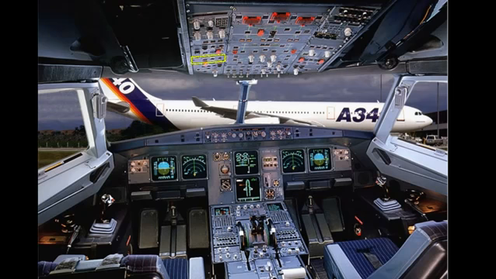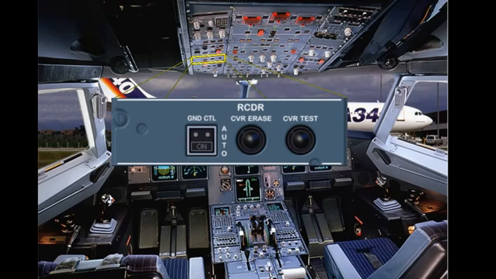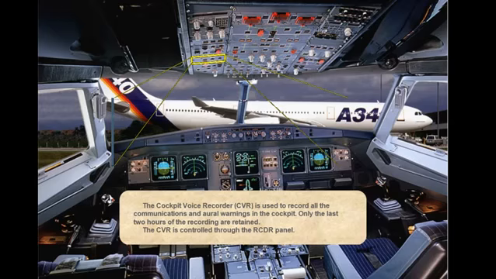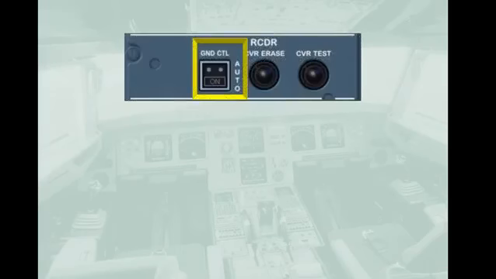The cockpit voice recorder CVR is used to record all the communications and oral warnings in the cockpit. Only the last 2 hours of the recording are retained. The CVR is controlled through the recorder panel. The ground control push button allows the CVR to be manually powered when on ground.